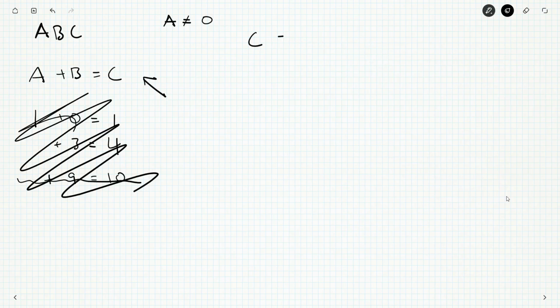Let's see. C is 9. So now I need A and B. They need to be single digits. A has to be not 0. But could A be 9? Yeah, you could have 9 plus 0. Or you could have 8 plus 1. Or 7 plus 2. Really, we can have just about any combination. We'll write them all out right now.